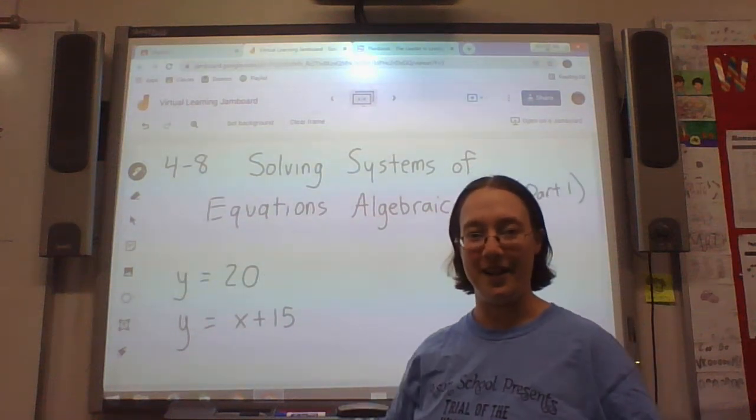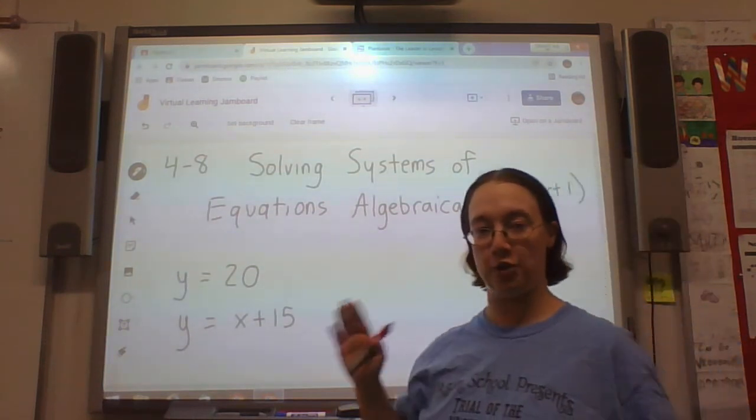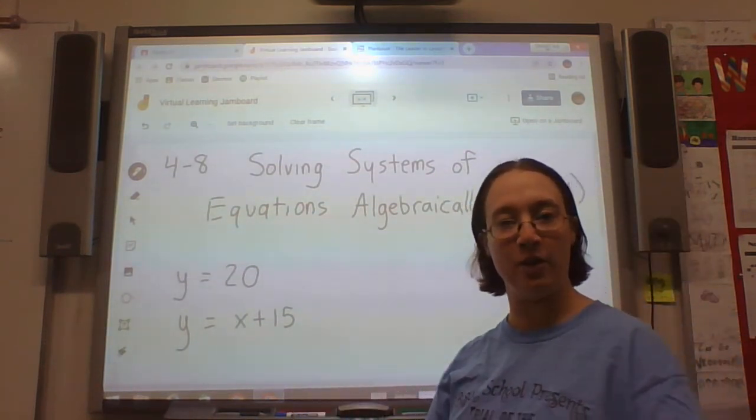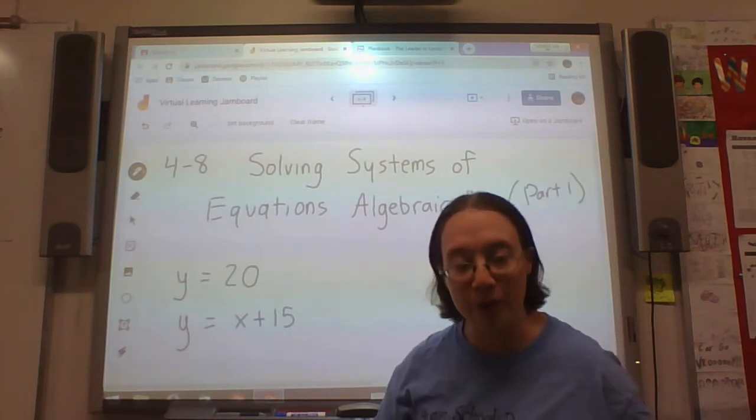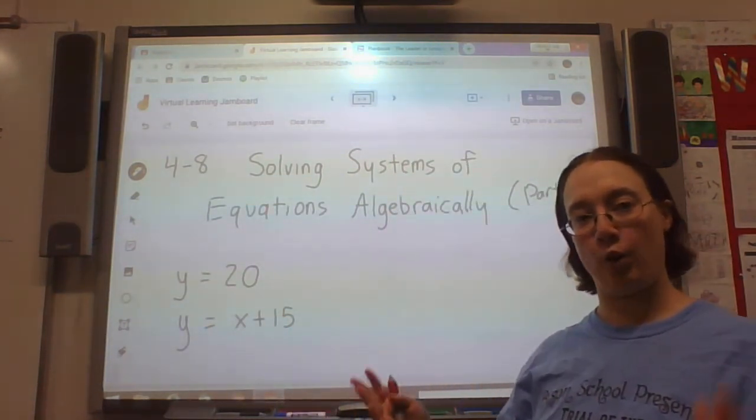Alright, hello 8th grade. So today we're looking at some ways of solving systems of equations algebraically. The same sort of things that we've been looking at graphing, but we're learning some ways to solve them without having to graph them. Because not everything is going to graph nicely.